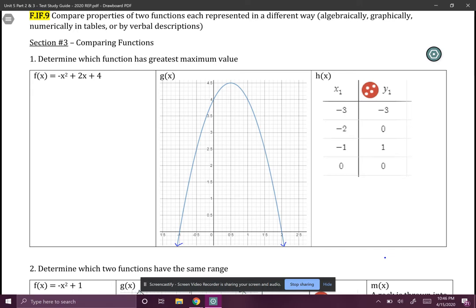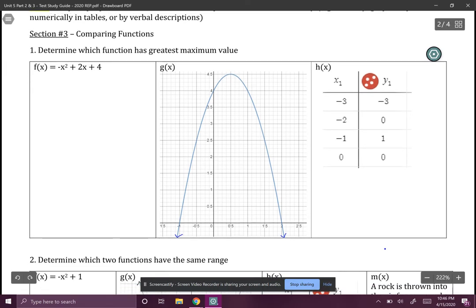So it says determine which function has the greatest maximum value. In this case, we're looking for a vertex point. Vertex and maximum/minimum mean the same thing. A maximum is the highest possible point, where a minimum is our lowest possible point. So let's look at g of x first.